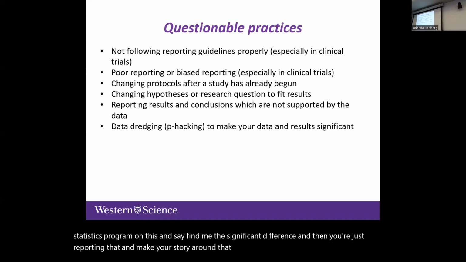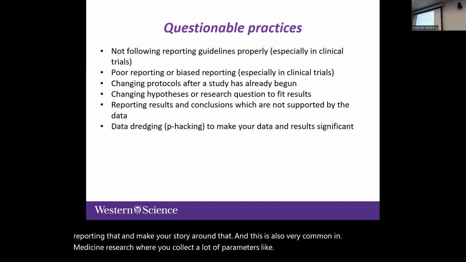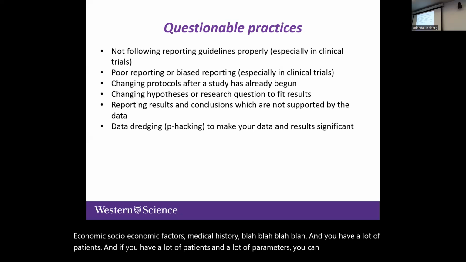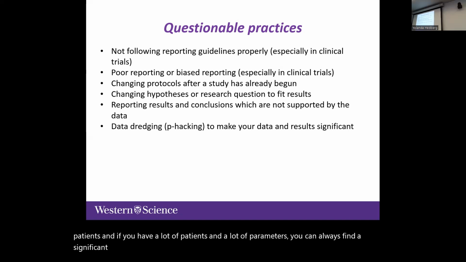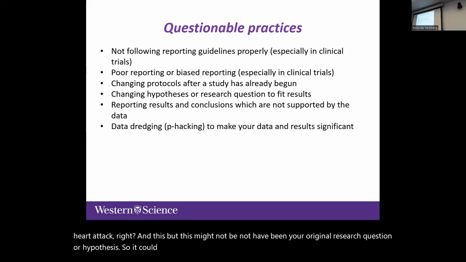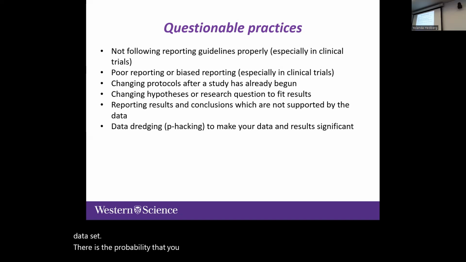This is also very common in medicine research, where you collect a lot of parameters like socioeconomic factors, medical history, and so on, and you have a lot of patients. If you have a lot of patients and a lot of parameters, you can always find a significant association. For example, people that eat a lot of chocolate have fewer heart attacks. But this might not have been your original research question or hypothesis, so it could just be coincidence. Because you have a big data set, there is a probability that you find at least one significant correlation. That is called p-hacking.